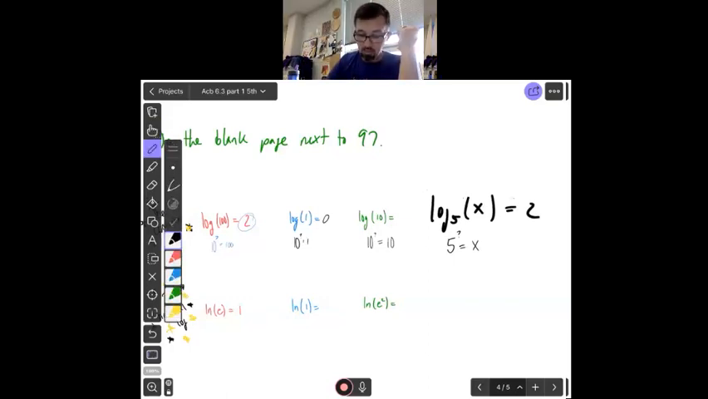So x equals 25, okay? Oh, log base 5 of 25. Does that make sense? Log base 5 of 25? 5 to the what is 25? 5 to the second is 25. Oh, wow, that actually makes sense. We can see that our answer actually makes sense.